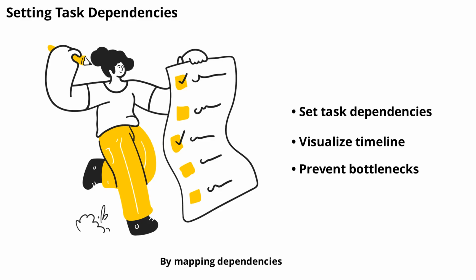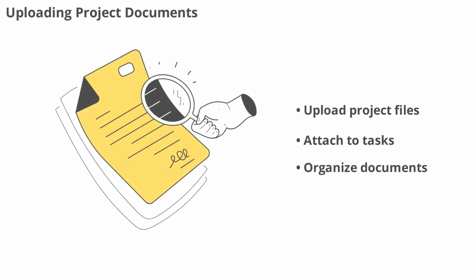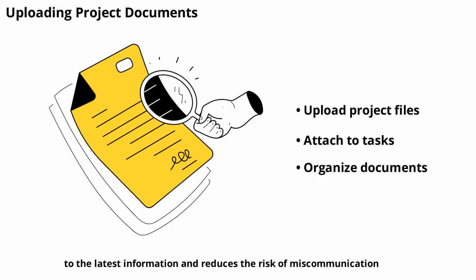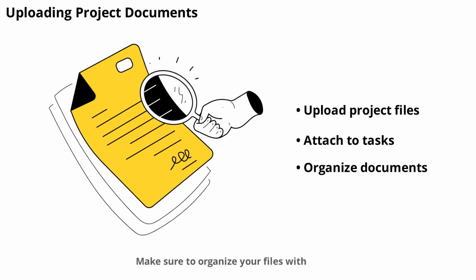By mapping dependencies, you ensure tasks are completed in the right order, keeping your project on track. Centralizing your project documents is easy with an ATS. Most systems allow you to upload files directly to the project or attach them to specific tasks. This could include project briefs, timelines, or reference materials. Keeping documents in one place ensures everyone has access to the latest information and reduces the risk of miscommunication.